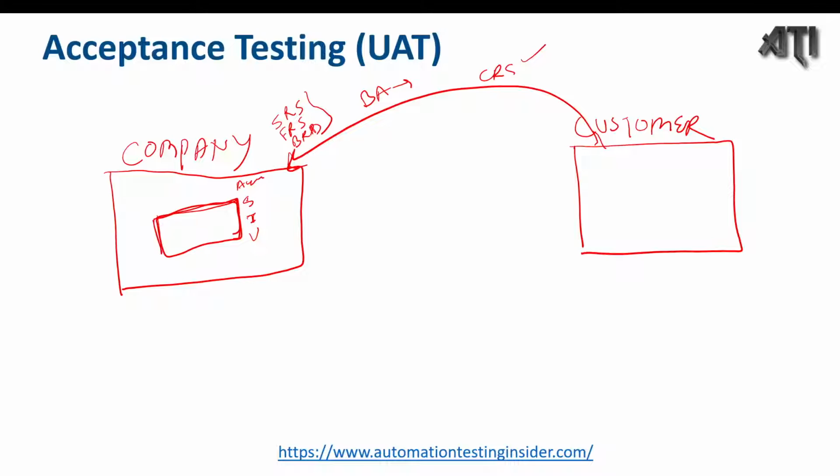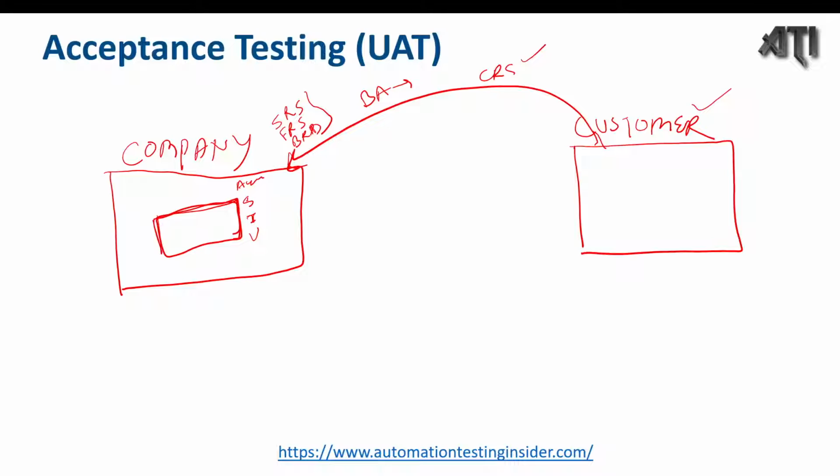So that could be another reason the customer wants to review the software: whether they have captured all the requirements or not, whether they have implemented all those requirements as per our expectations or not, and whether the design of the application fulfills our expectations or not. That is the reason the customer wants to do the UAT testing.